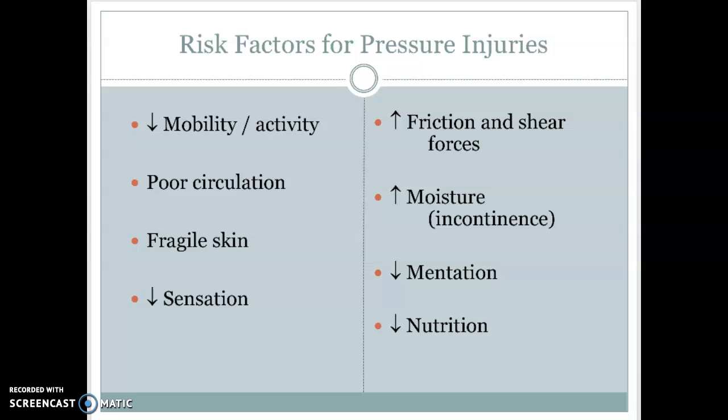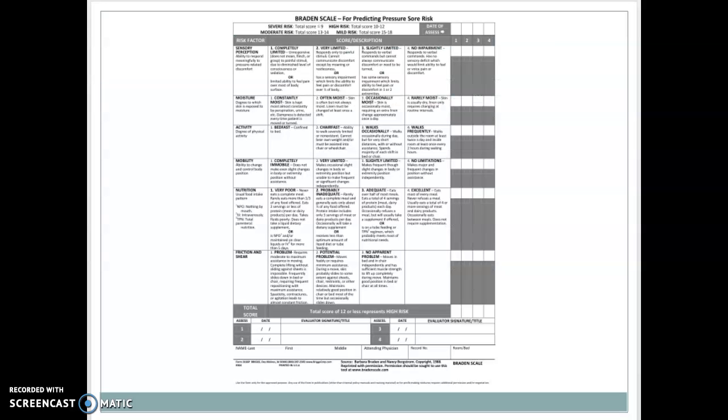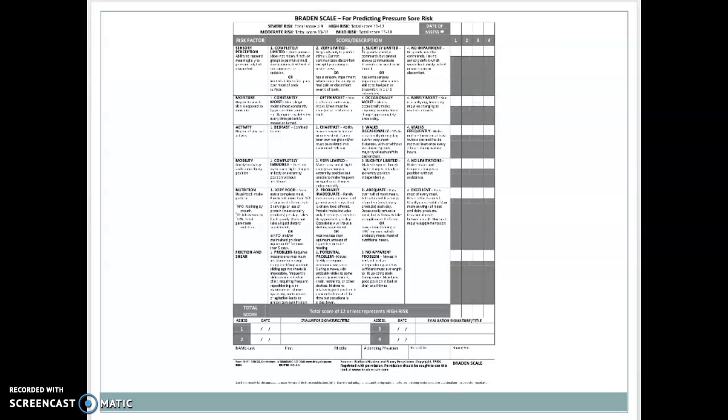If their cognitive status is insufficient and if they're malnourished, all of these can be risk factors for pressure injuries. This is the Braden scale, which is used to assess patients and basically assess the risk for predicting pressure injuries.